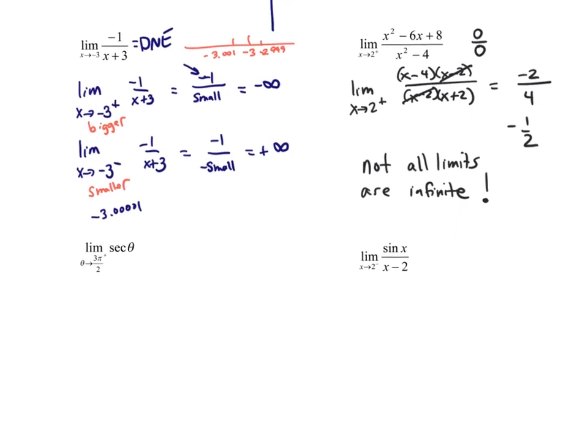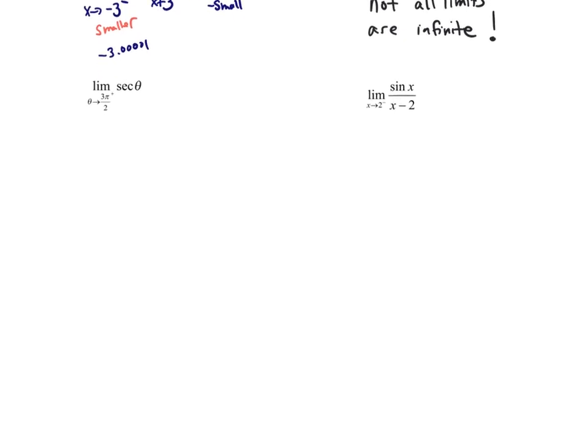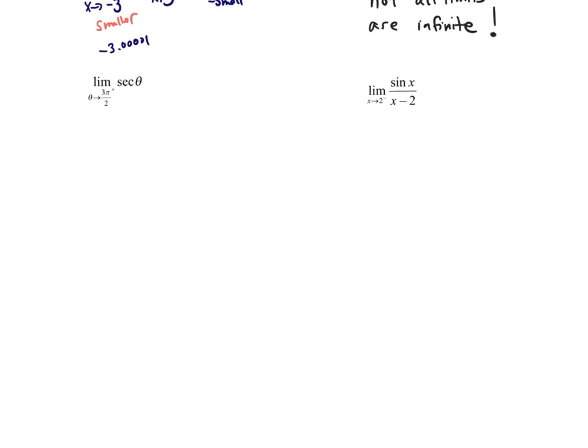Now, we can also do some of the special trig functions and find their infinite limits. Now, these are pretty tricky. You have to kind of use some of our trig values. So if I want to do the limit as x approaches 3 pi over 2 from the right of secant, I'm going to write it as a fraction, 1 over cosine theta. Now, cosine of 3 pi over 2 is 0, so essentially I'm getting 1 over 0.